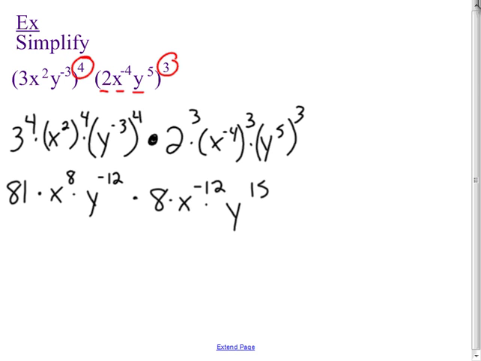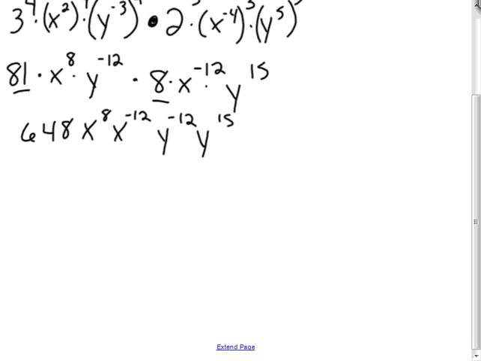So I'm going to bring my coefficients together. So I have an 81 and I have an 8. So that multiplies together and gives me 648. And then I look at my x values, and I'm going to write them together first so you can see them. I have an x to the 8th, and I have an x to the negative 12. Then I'll write my y's out together. I'm showing a lot of steps. By no means do you have to go through this process. You can shortcut some of it along the way.